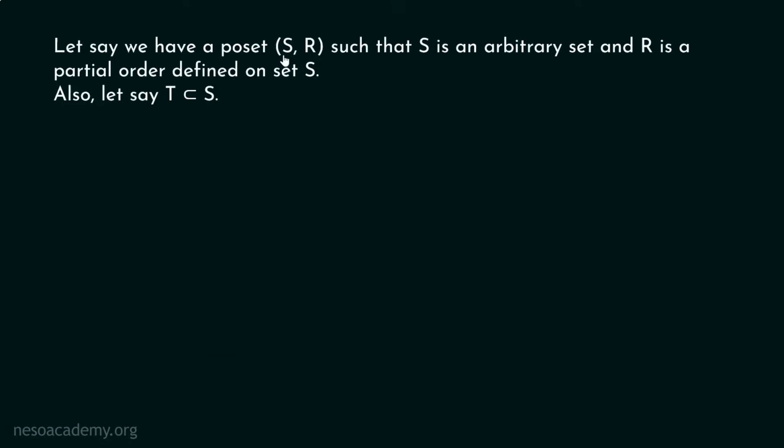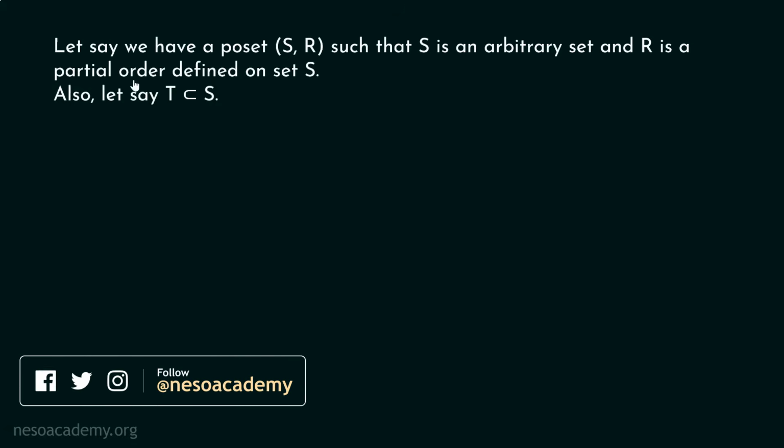Let's say we have a poset (S, R) such that S is an arbitrary set and R is a partial order defined on set S. Okay. So I'm considering some poset (S, R) where S is some arbitrary set and R is a relation defined on this set and R must be a partial order. Also, let's say T is a subset of set S.